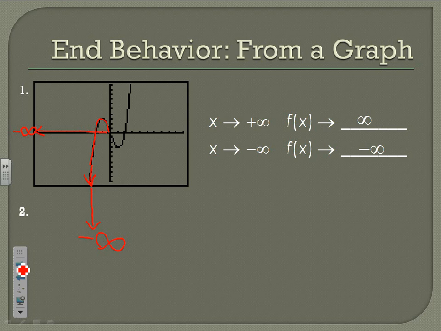Guys, it's all about the arrows. Which way are my arrows going? If my arrow's going down, then it's approaching negative infinity. If my arrow's going up, then it's approaching positive infinity. That's all there is to it. Okay? Now let's look at number 2.